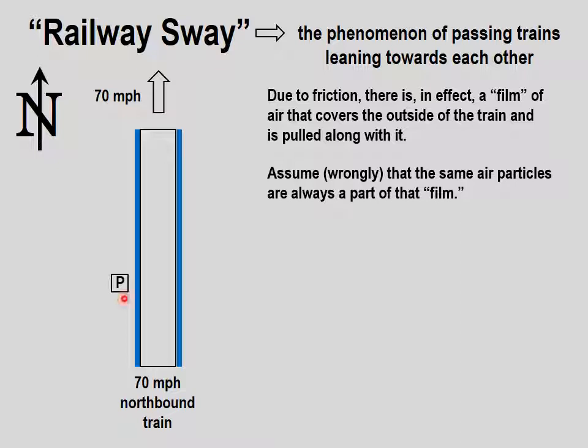So here we have a passenger standing at the train station, and this train is going past. Now, relative to the passenger, that air right there is moving 70 miles per hour north, because that film of air moves along with the train. The other side, the air is basically traveling at 0 miles per hour. According to Bernoulli's principle, high velocity air exerts a low pressure, and low velocity air exerts a high pressure, which means there's going to be a net force on this passenger towards the train.